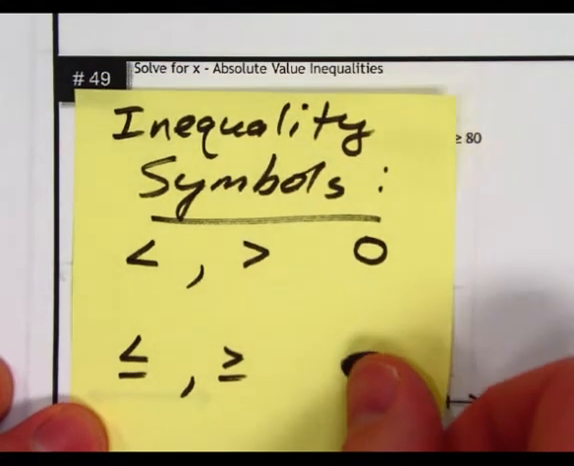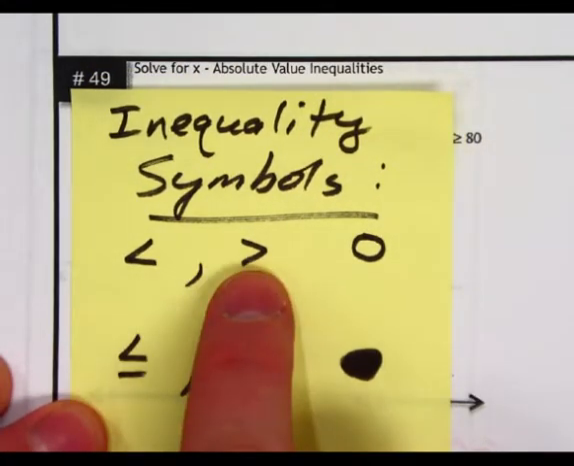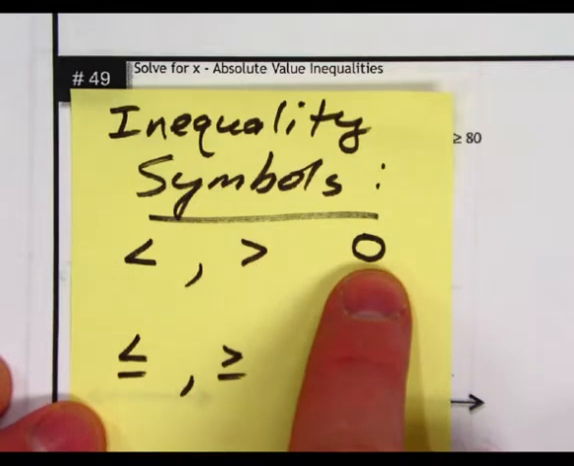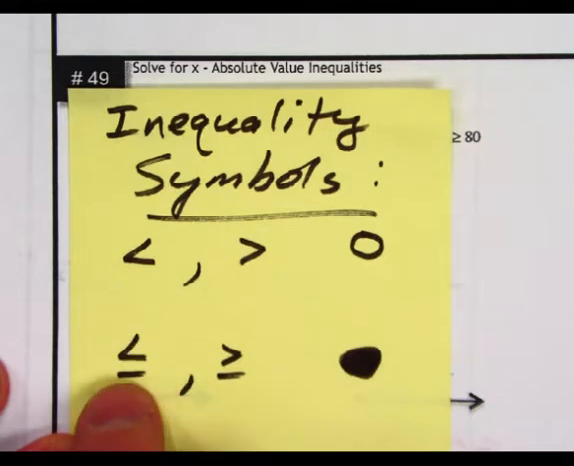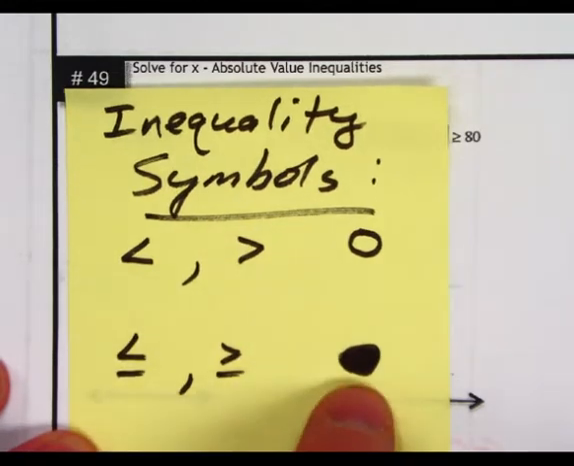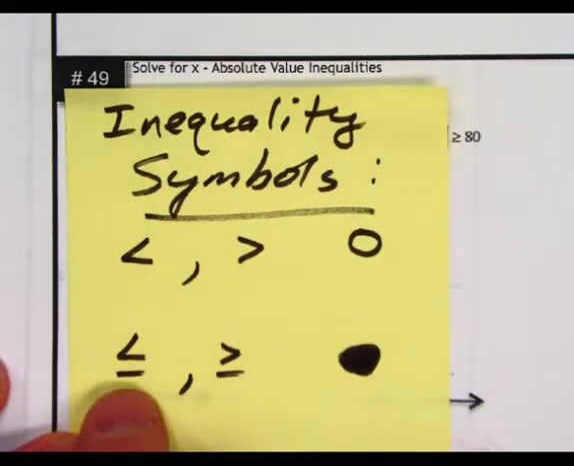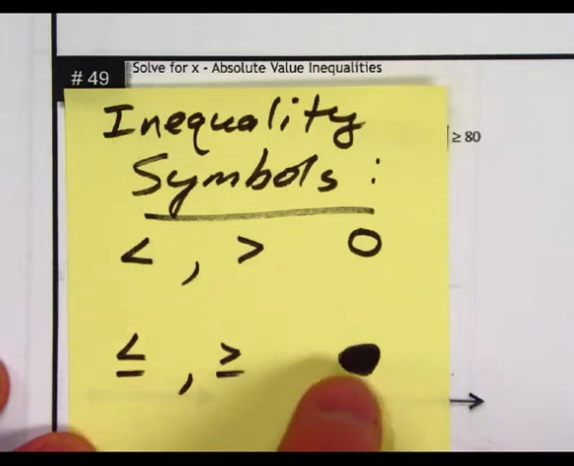The symbols are less than, greater than. Those get graphed with an open circle. Less than or equal to and greater than or equal to have shaded in circles. They take more lead to write them, therefore you have to color them in. It's kind of a matching concept that way.